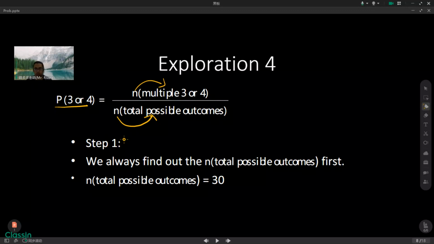So step 1, we should solve the numerator or denominator. Let me tell you, we always find out the number of total possible outcomes first, because it's always easier than the certain event. The number of total possible outcomes. Move back to the question.